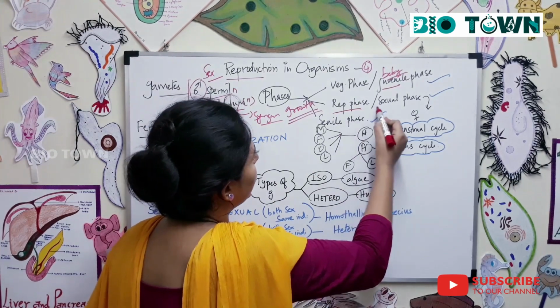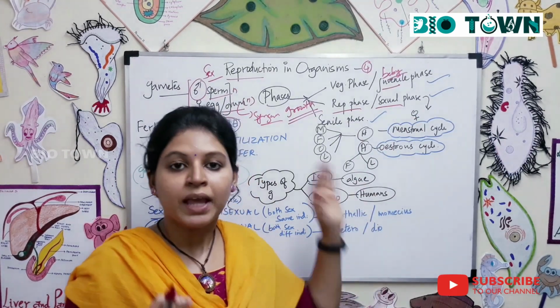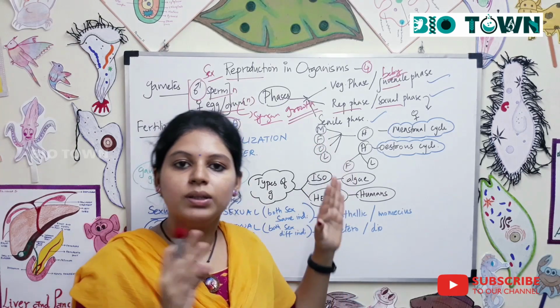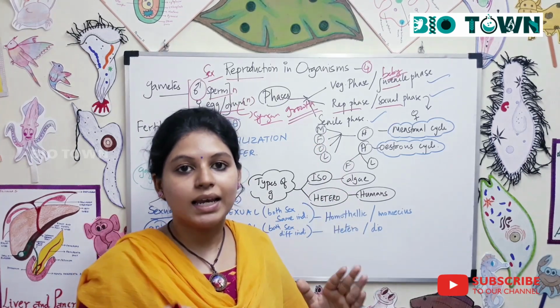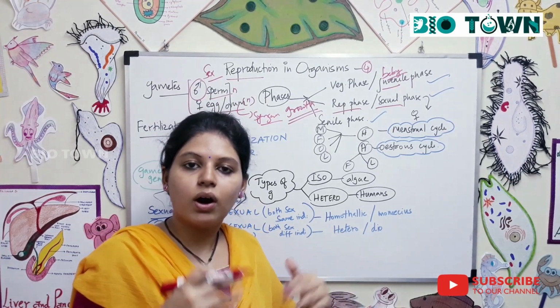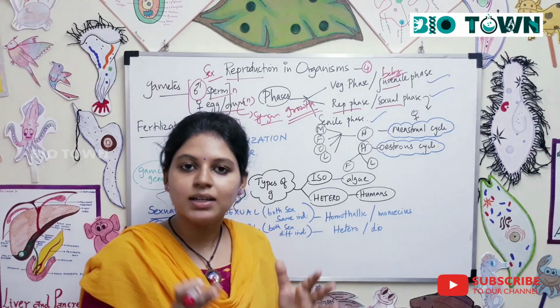Next is the reproductive or the sexual phase. In this sexual phase, there is a maturation of the male and the female secondary sexual characters. So in case of male, so we saw in the adolescence phase, so what did we see?